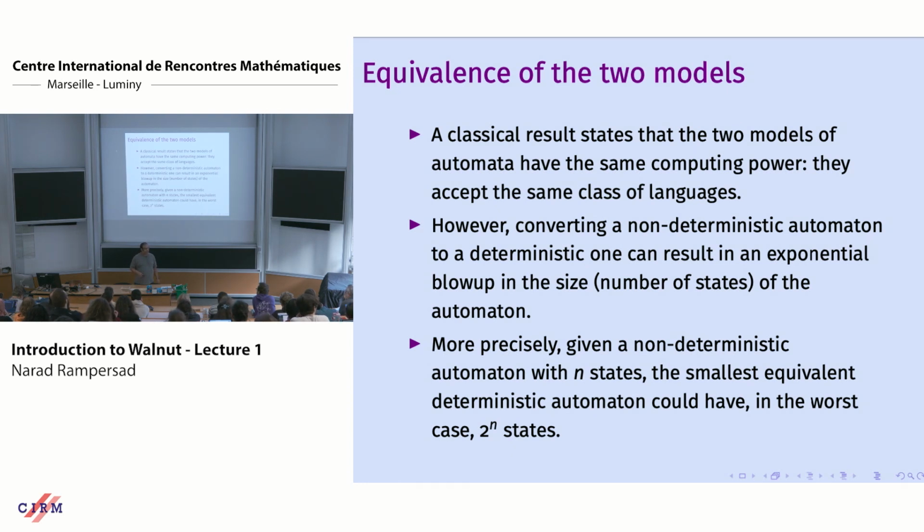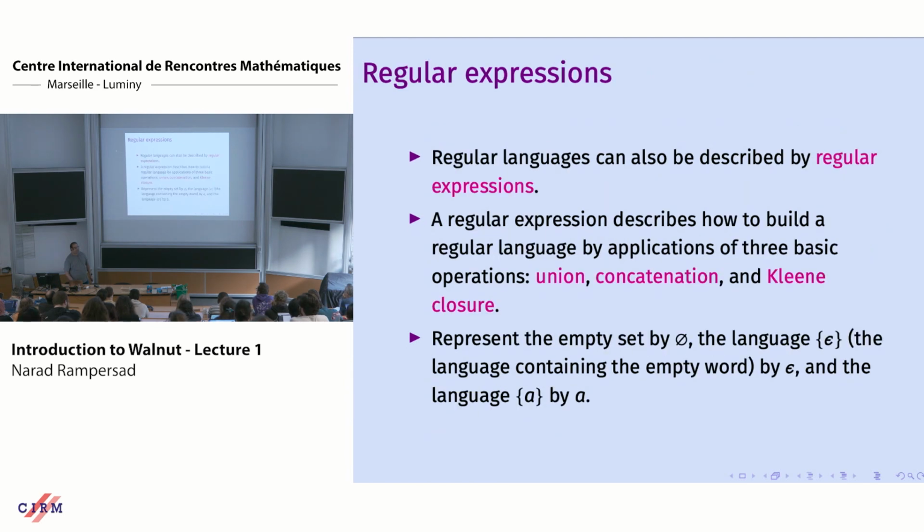You can convert any non-deterministic automaton into a deterministic one, but you may possibly increase the size of your automaton exponentially. In the sense that if you were given a non-deterministic automaton with n states, there's a classical construction to convert it to a deterministic one, but the deterministic one might, in the very worst case, have 2 to the n states. So there's this exponential size blow up. So what's important is that you can always determinize, and that there's potentially an exponential blow up in the size. Right? Okay.